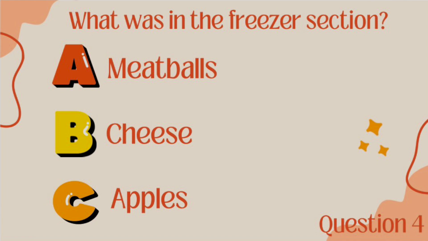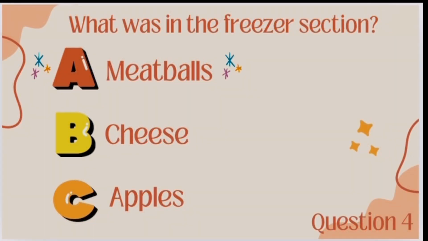What was in the freezer section? A, meatballs, B, cheese, or C, apples? Correct answer is meatballs.